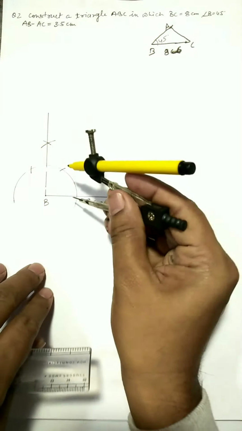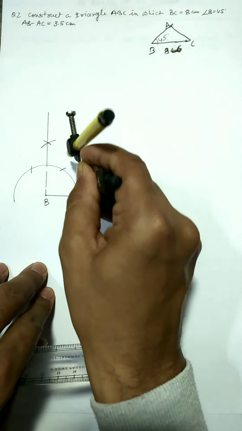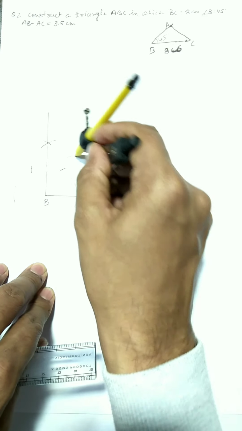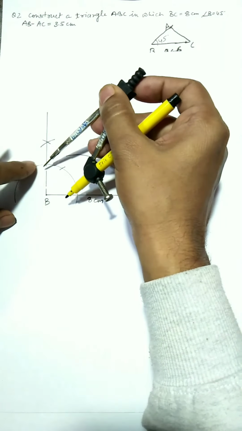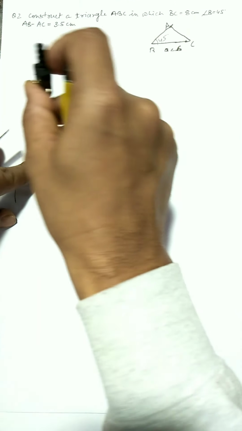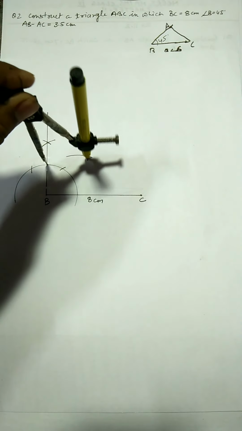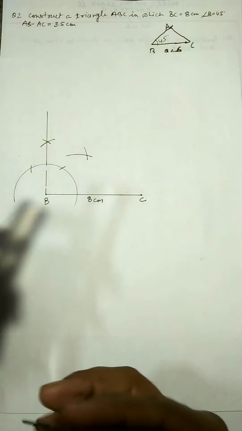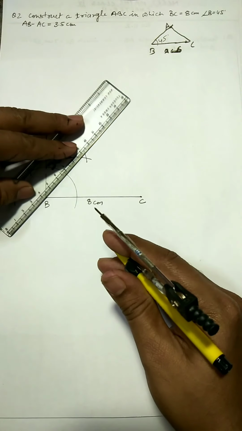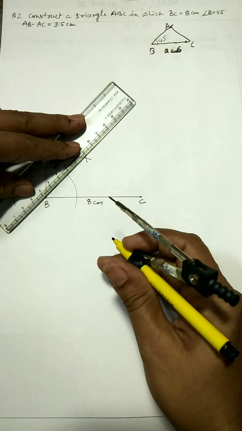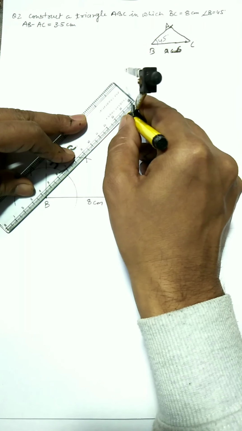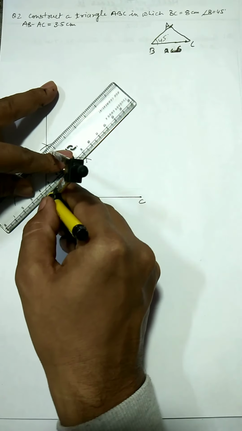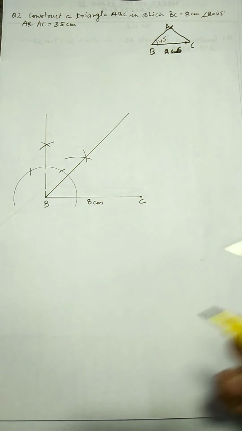So open your compass more than half of this arc, make an arc, cut one arc here, and from this other point make another arc which will cut this previous arc. While you do construction, make sure that your compass, pencil, and everything are in proper condition, otherwise your construction will not be good. Now you join B to this point. So now you can see it is coming something like this.